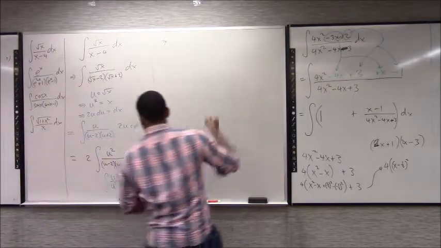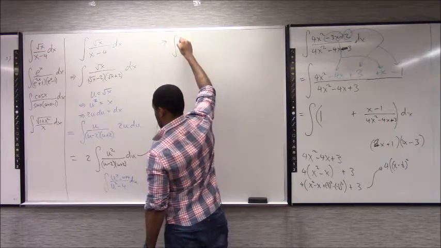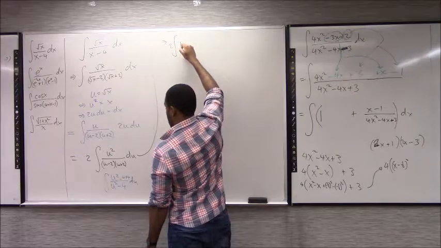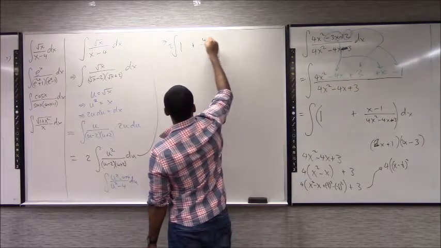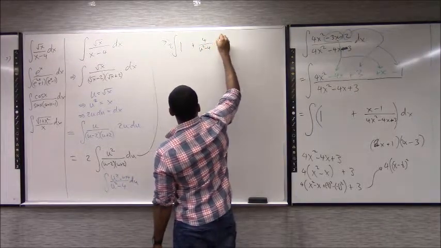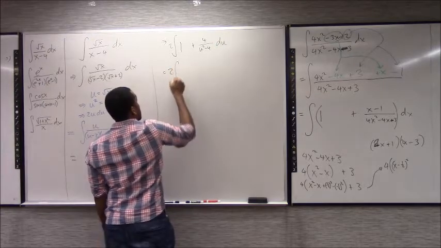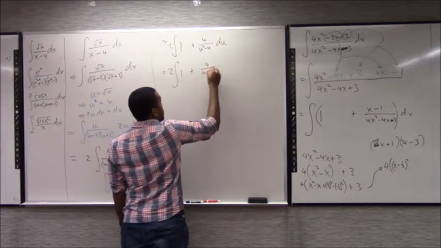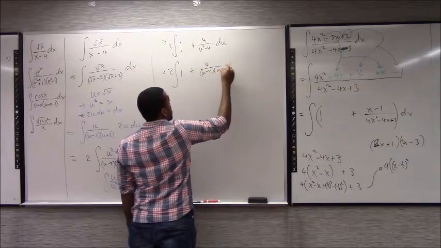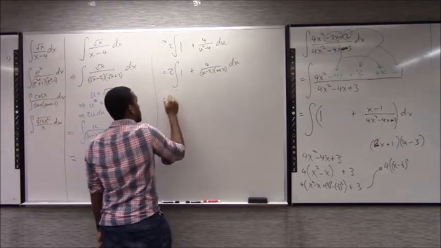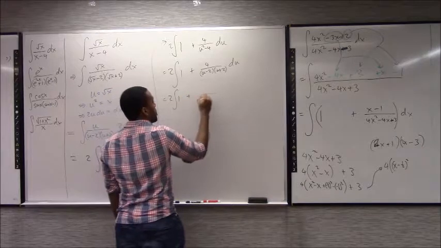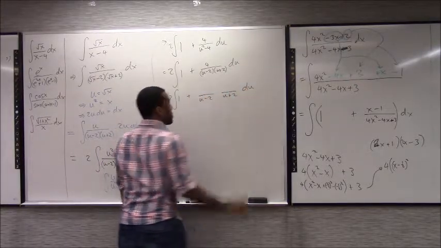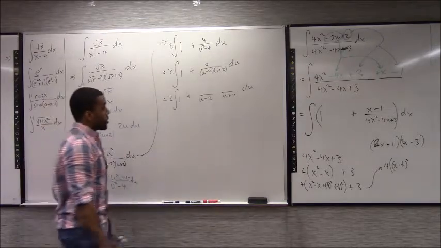And so this would be equal to 2 times the integral of 1 plus 4 over u squared minus 4. This guy now I realize is u minus 2 times u plus 2. That's a product of linear factors, so I can do our trick.